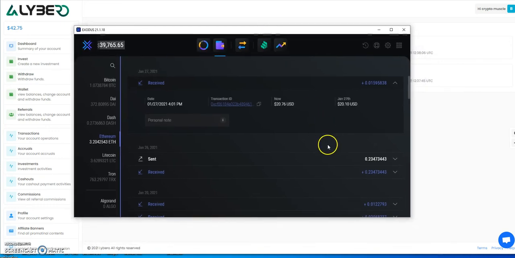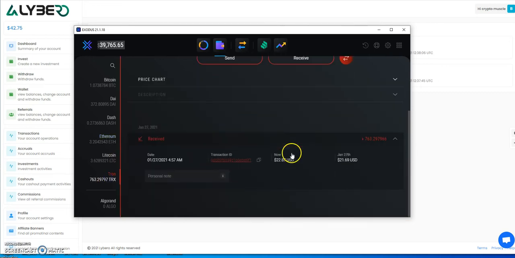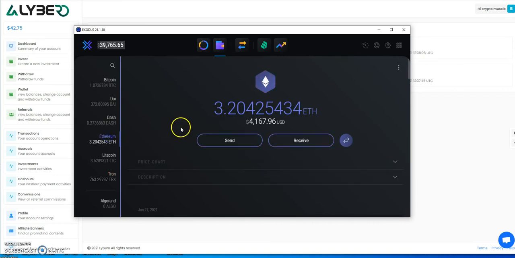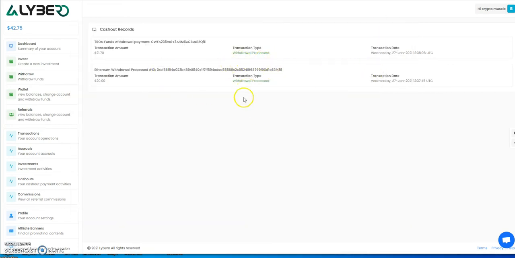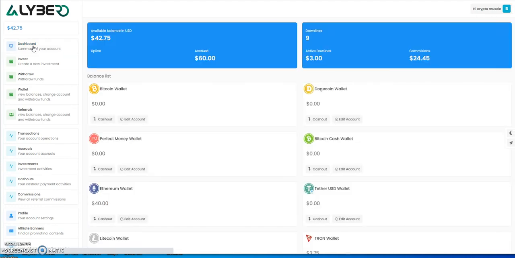I did receive it. So I received it, I think, Tron first. So I got it 4:57 a.m. here, and Ethereum, let's see here, 4:01 p.m. Yeah, so I got it on Tron first and then Ethereum. So, yes, they both did come through, and as you can see, they were processed. There's your process ID on that, and then there's your payment ID on that there. So, yes, it did come through, if you're wondering. But I did point that out in a video before this one.